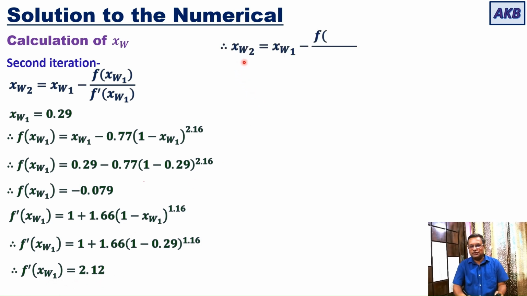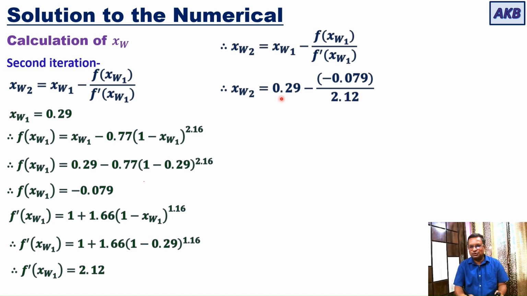Now by using the formula, let us get xw2. So xw2 is equal to xw1 minus f of xw1 divided by f dash of xw1. So that is xw2 is equal to 0.29 minus 0.079 divided by 2.12. So that gives us xw2 as 0.29 plus 0.0371. That is, xw2 comes out to be 0.33.